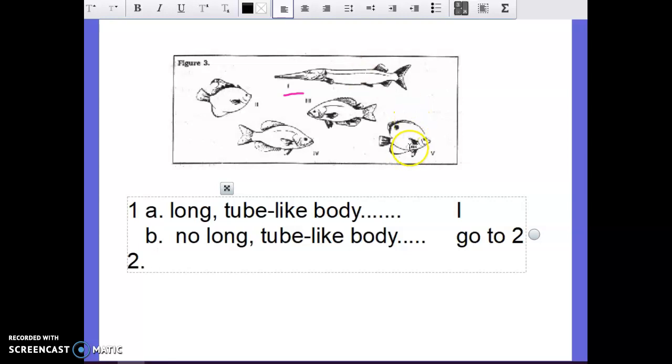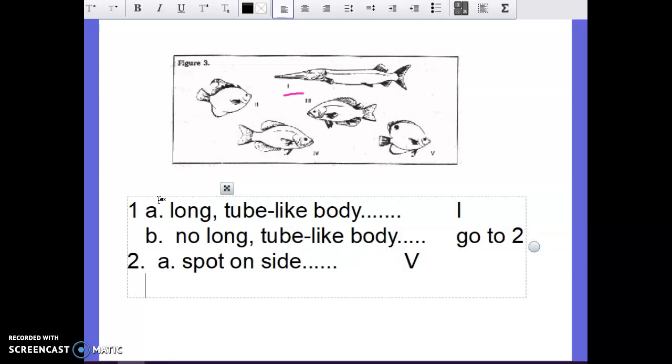I'm going to go with number 5 here. See how he's the only one with that spot on his side? Okay, so I'm going to put A, spot on side. Okay, and that would be fish 5. And then if we have an A, we have to have a B. Let's do no spots to make it really simple.